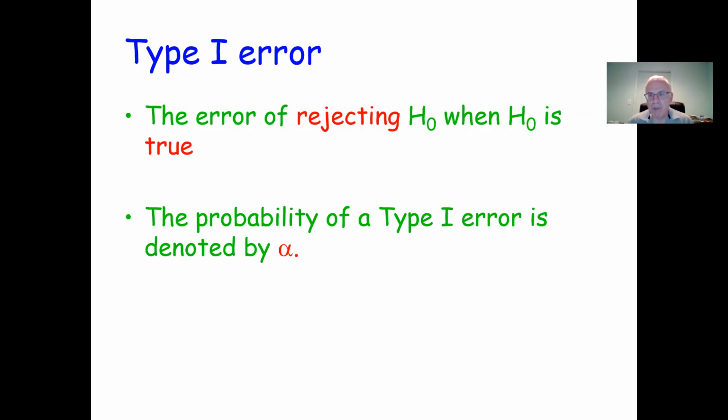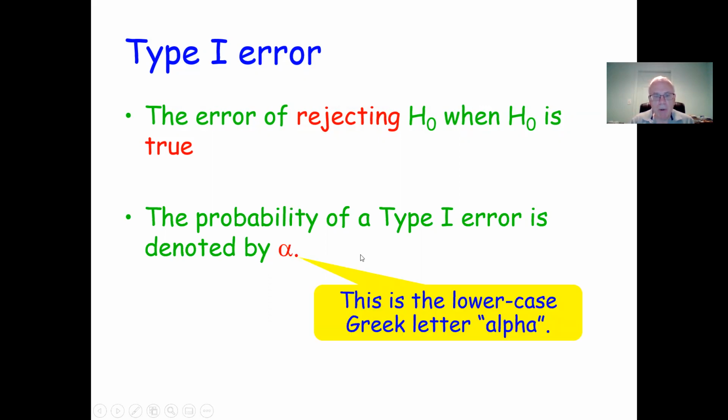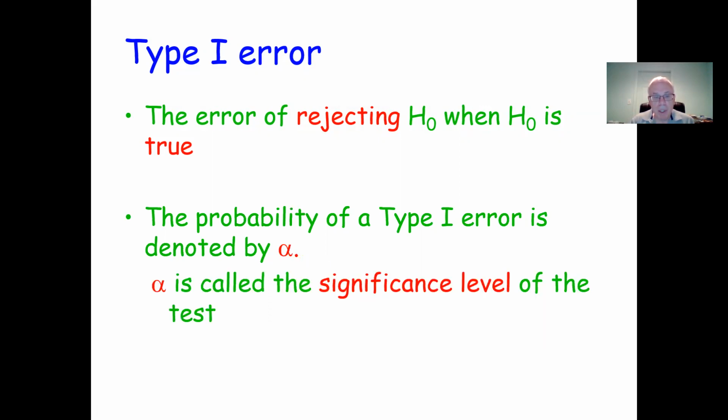So therefore, since you don't know if H0 is true, you can actually calculate the probability of this type 1 error, the probability of it. And that is denoted by the Greek letter alpha. Okay. Alpha is used as the probability of the type 1 error. And this alpha, this probability of a type 1 error, is also called the significance level of the test.